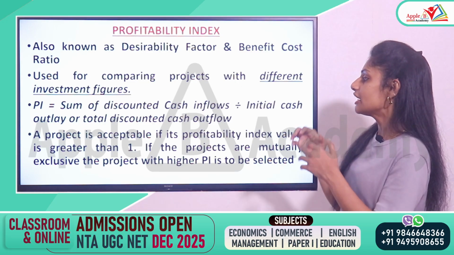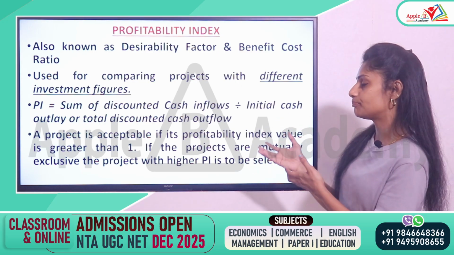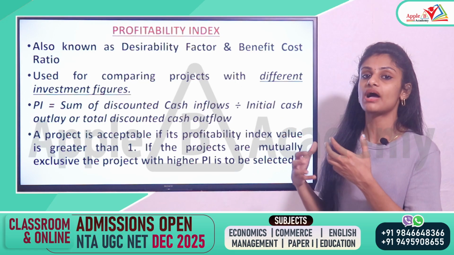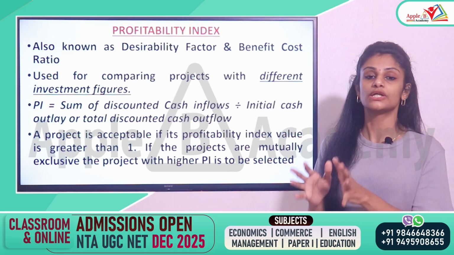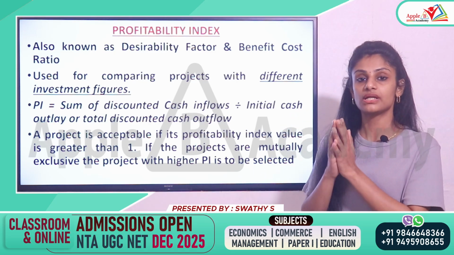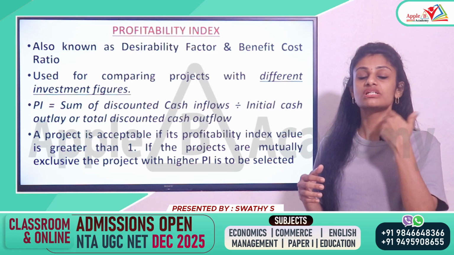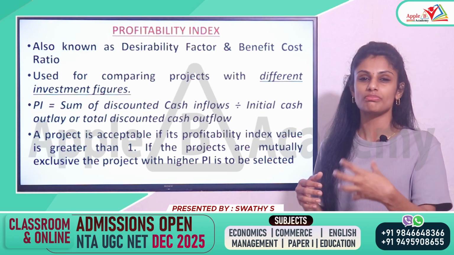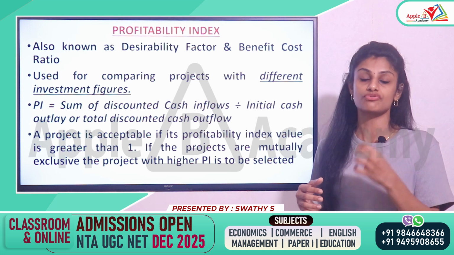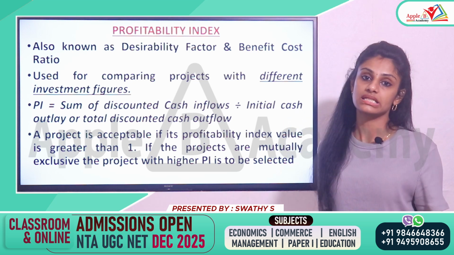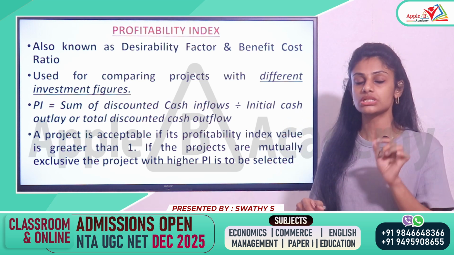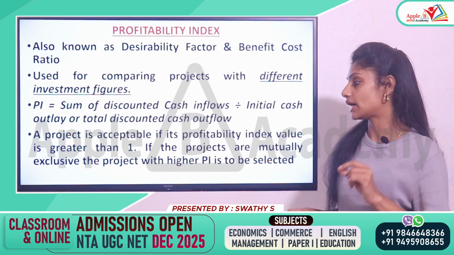Okay. Then if you find this profitability index, and if you get a value of more than 1, that means that particular project is acceptable. If you get a value which is less than 1, that means your initial investment will be more. That means you are not able to generate enough inflows from it. In that case, you should reject such projects. So you should accept a project if its profitability index is more than 1.